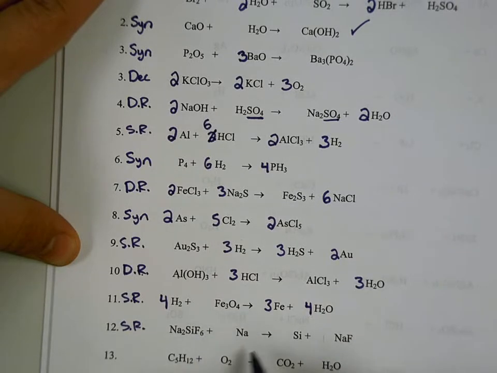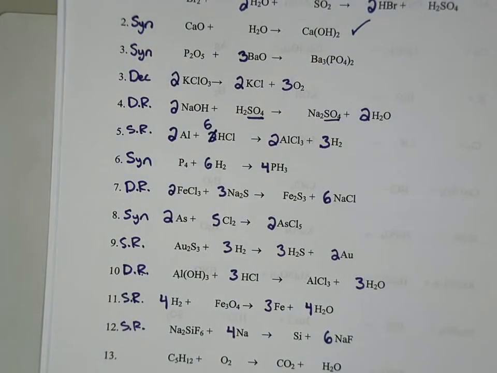Now again, since I see the sodium in 2 spots, I'm going to leave that one alone for 1 second. 1 silicone on the left, 1 silicone on the right. 6 fluorines on the left. We need 6 fluorines on the right. We now have 6 sodiums on the right, so we have 1, 2, plus another 4 would be 6 sodiums on the left. And then again, our silicone is still balanced out.